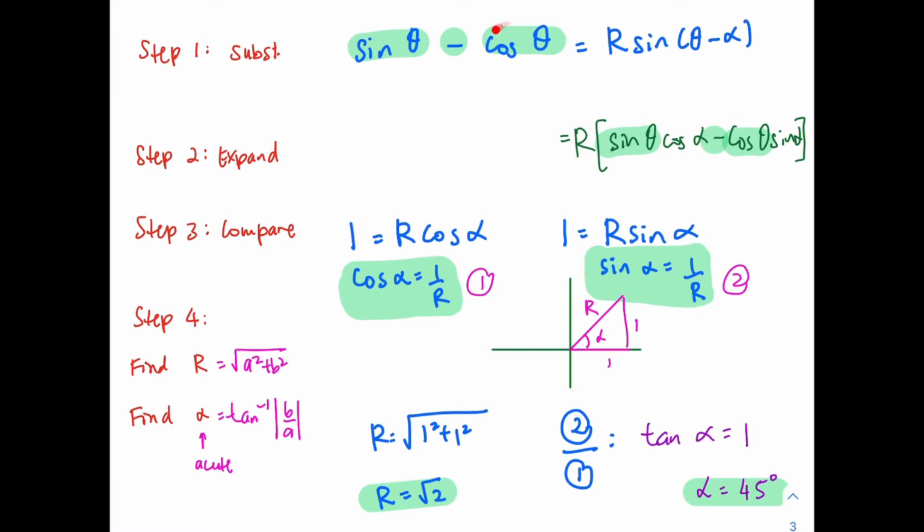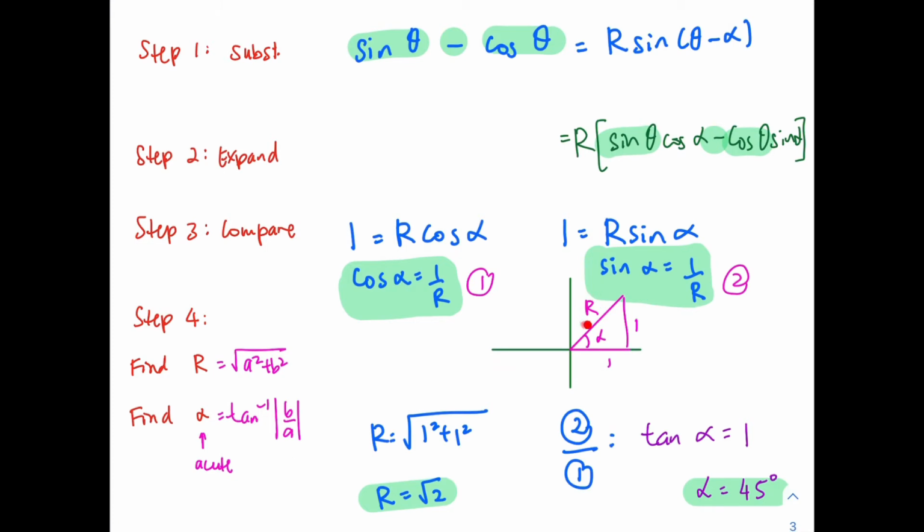Let's compare the second term here. So the coefficient for cos theta here is 1 and the coefficient for cos theta here is R sine alpha. So 1 is equal to R sine alpha. Now we have finished comparing. Let's rearrange. Cos alpha is 1 over R and sine alpha is 1 over R. Now let's see step number 4. We want to find R using the Pythagorean theorem, and let's find alpha using the formula of inverse tangent of modulus B over A.